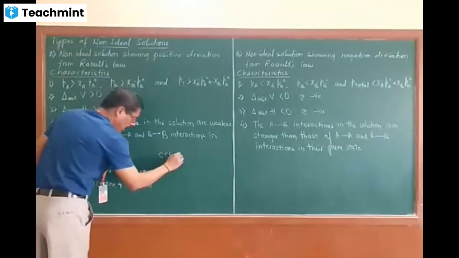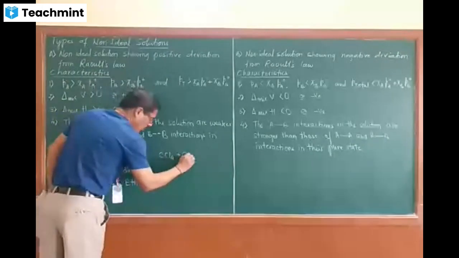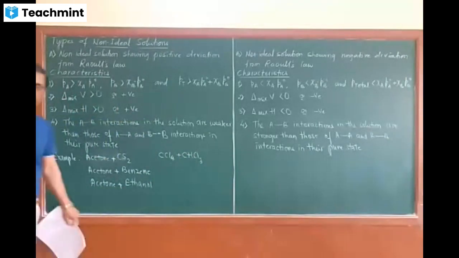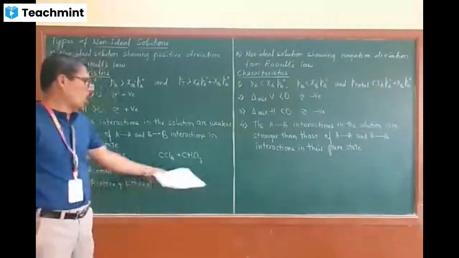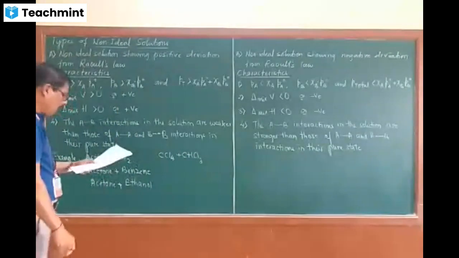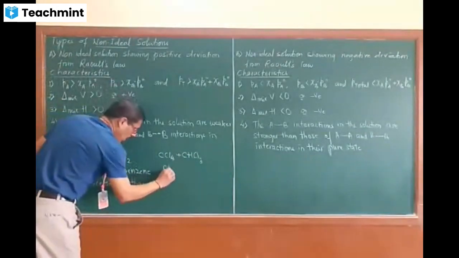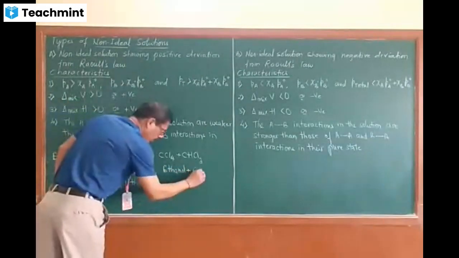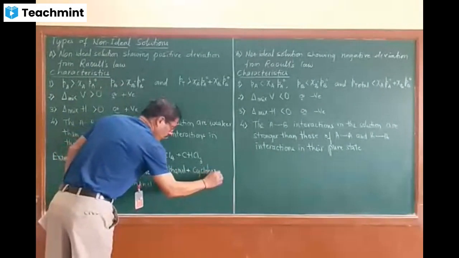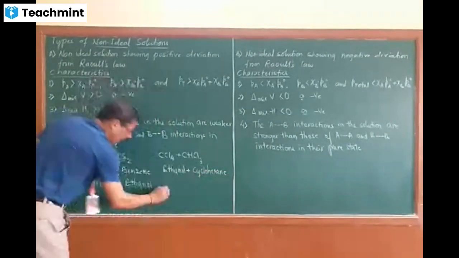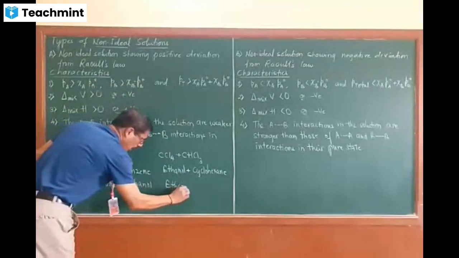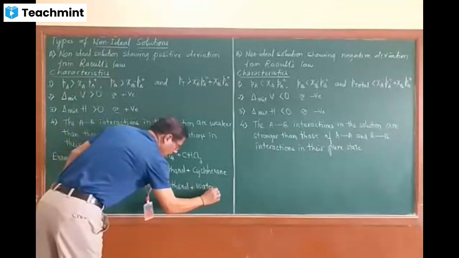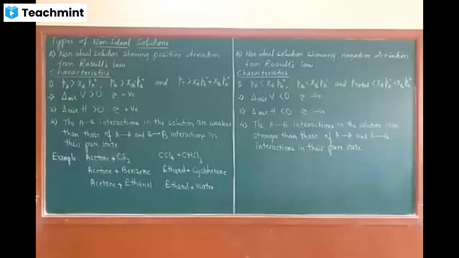Next is CCl4, carbon tetrachloride, plus CHCl3, chloroform. Then ethanol plus cyclohexane. Then ethanol plus water.